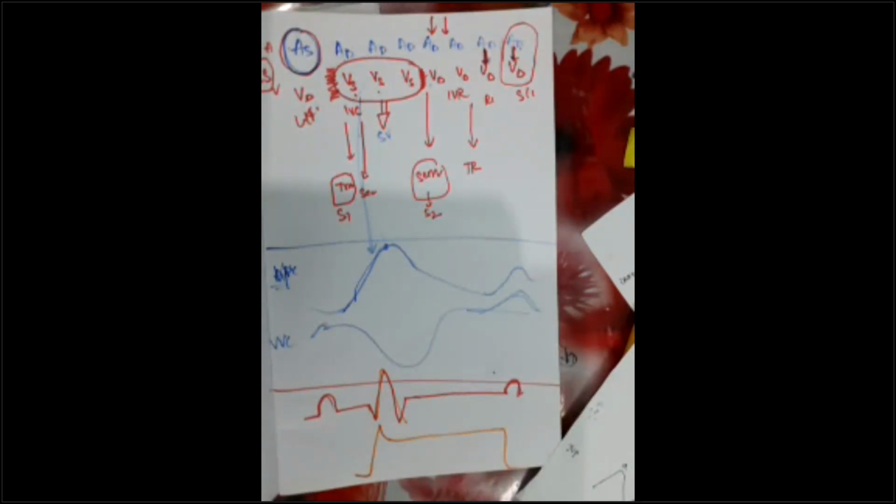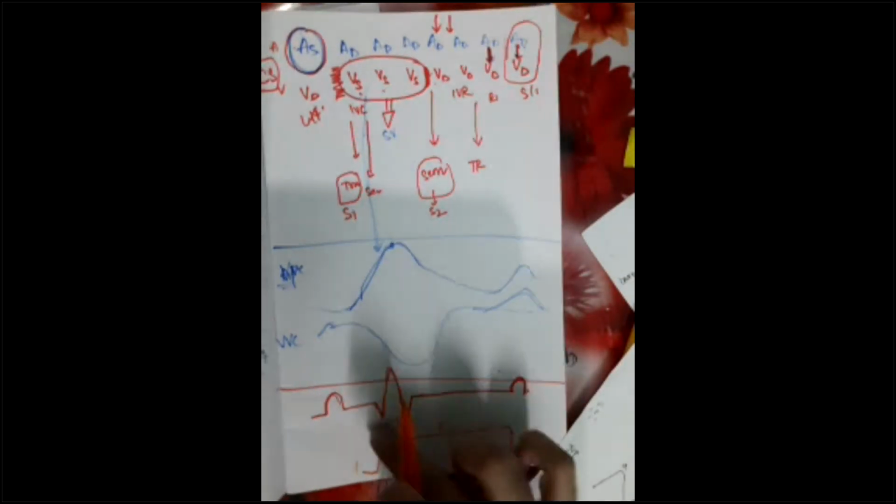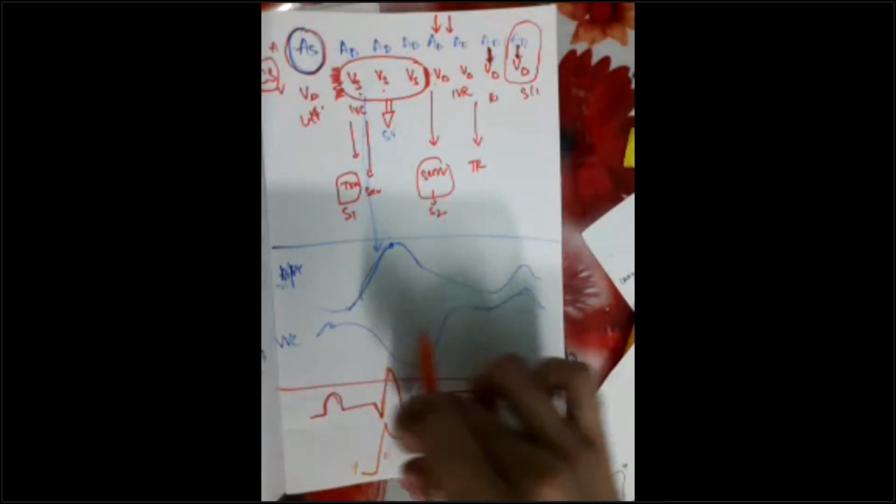This is repolarization. This is phase 4, 0, 1, 2, 3. I think this is 0. Whatever the phases are, I don't remember the numbers. So this is the event that is taking place. Have you been able to correlate it?